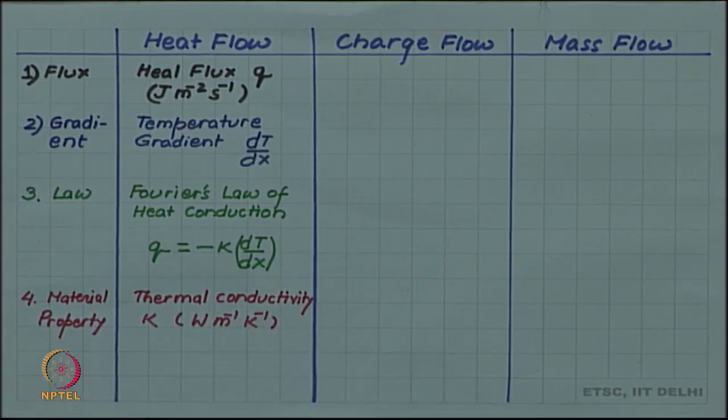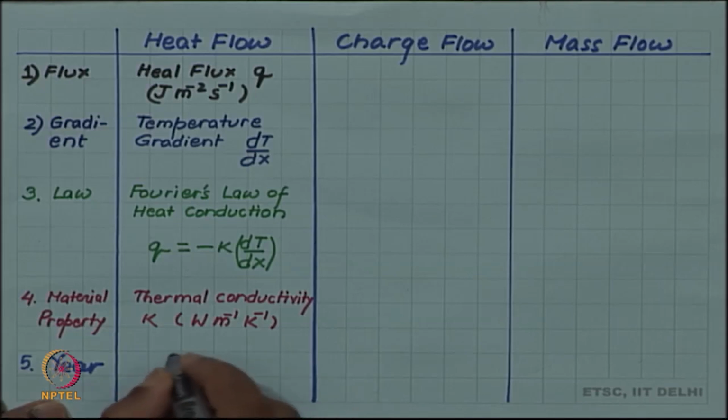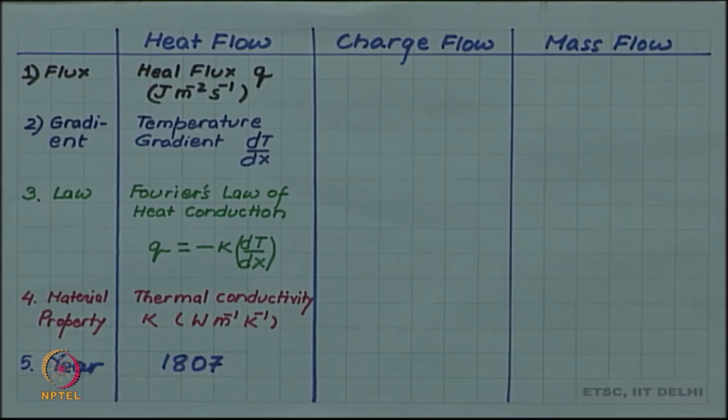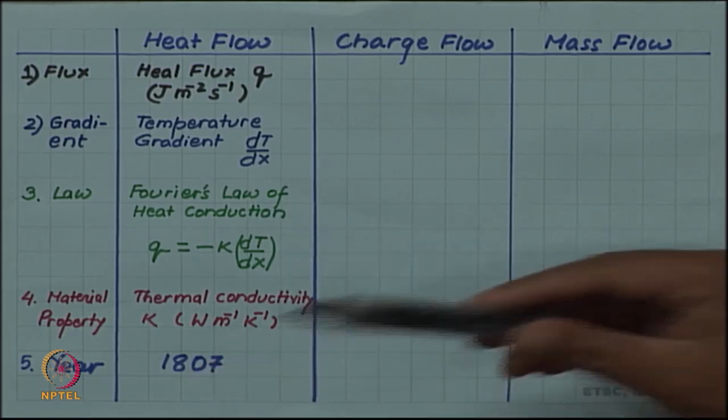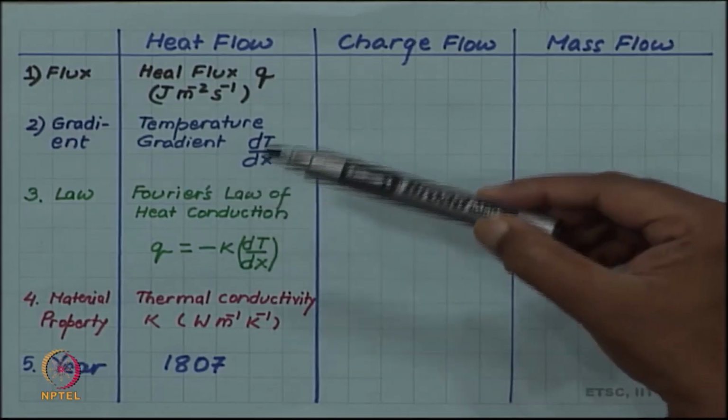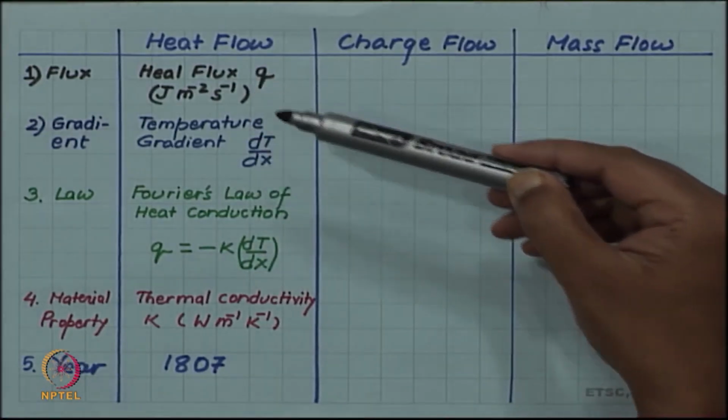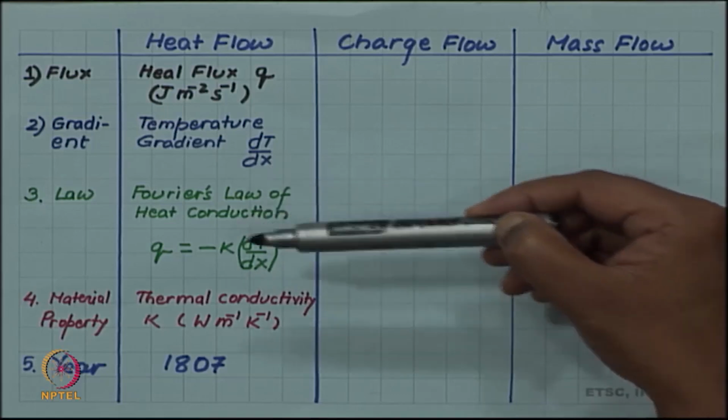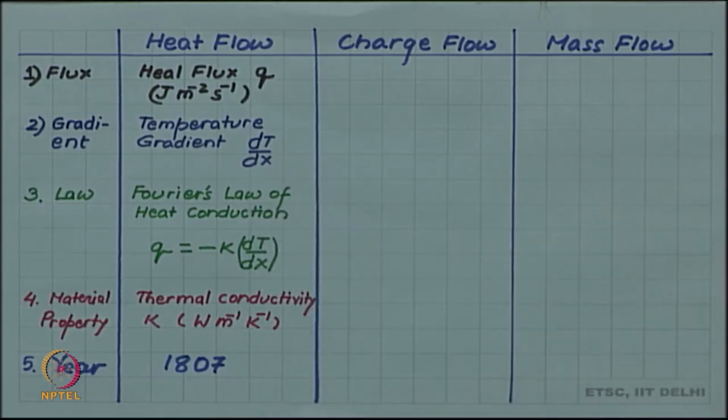And finally, for our historical record, let us write down the year in which it was discovered. This is a very old law, more than 200 years now, 1807. So, more than 210 years ago, Fourier established how the heat flux is related to the temperature gradient, and that law we know as Fourier's law of heat conduction.